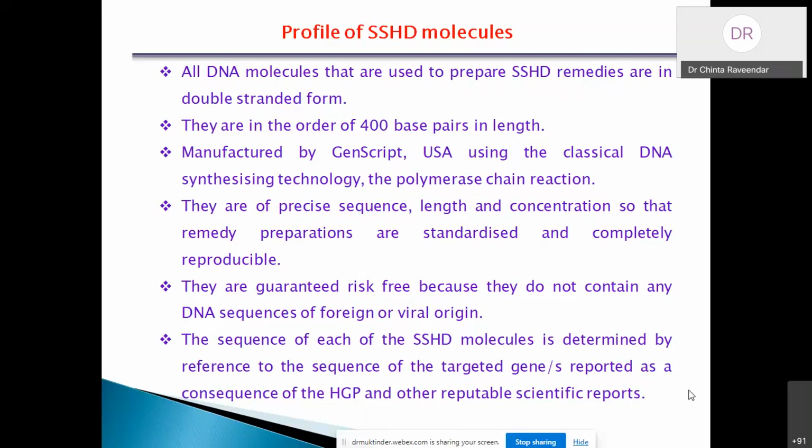So the sequence of each of these molecules is determined by reference to a sequence of the targeted genes reported as a consequence of the Human Genome Project. So a lot of information is available for a particular sequence, and it can be reproduced in other scientific reports also. Next.